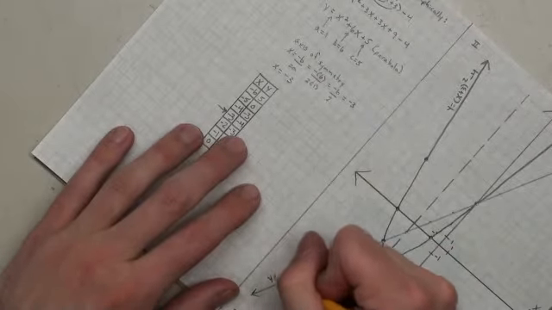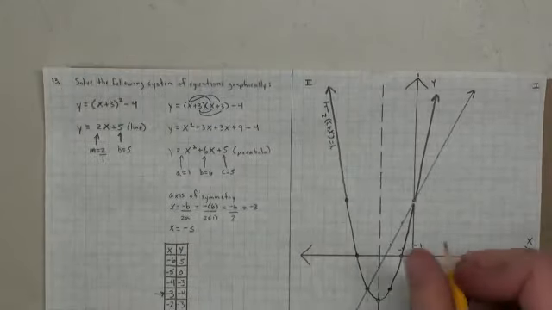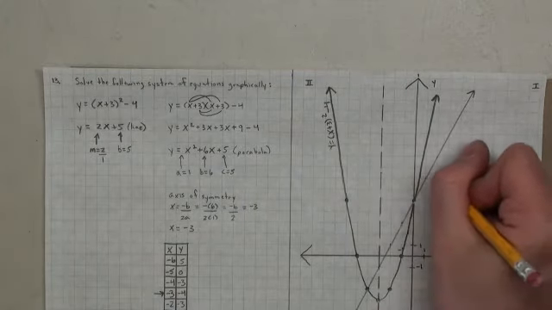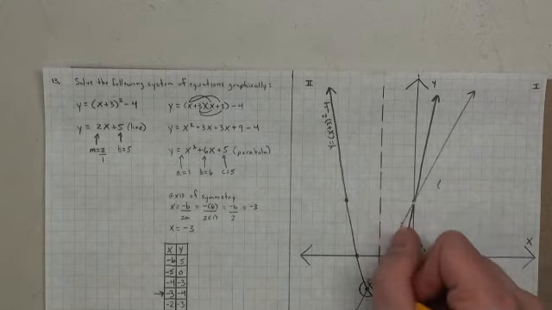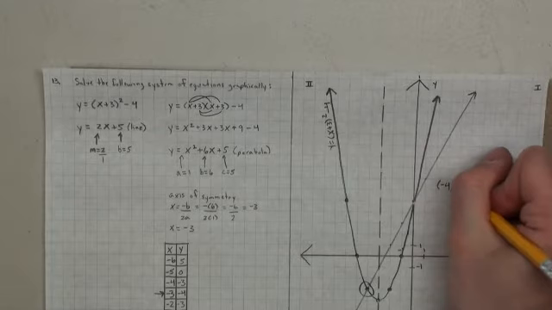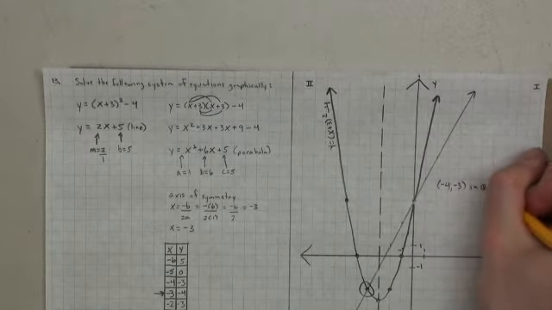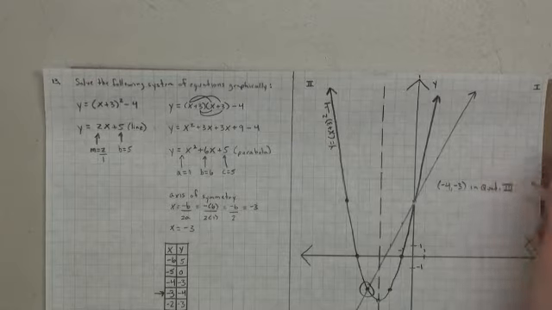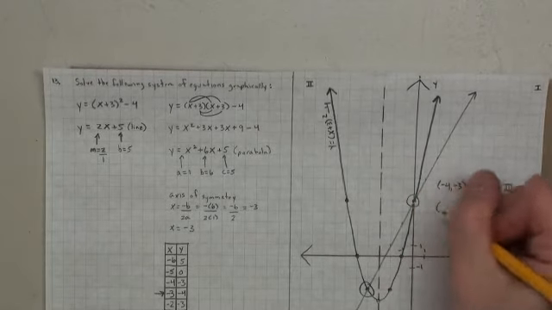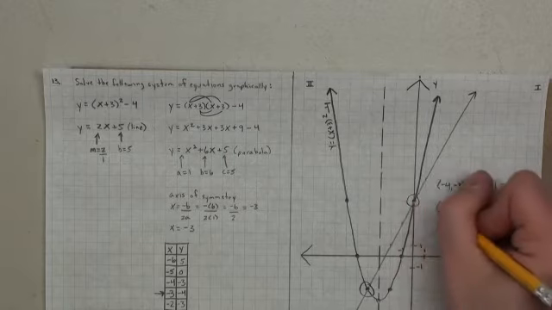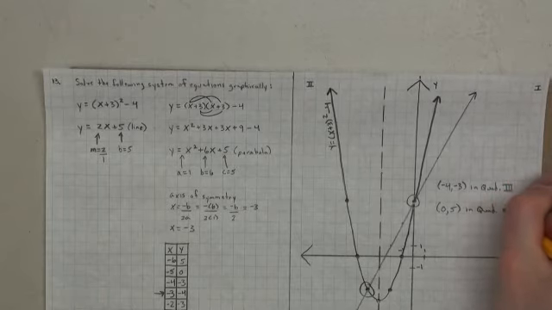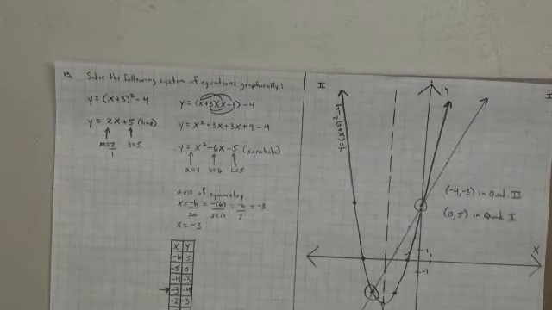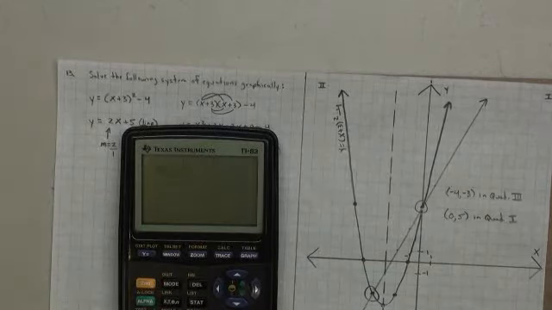Y equals 2x plus 5. Okay, so my first solution is negative 4, negative 3, and that's in quadrant 3. And my other solution is 0, 5, and that's in quadrant 1.